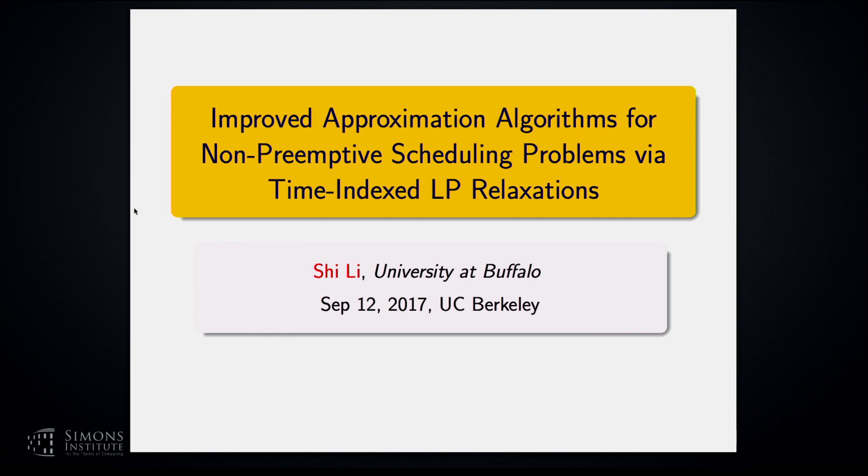Afternoon session. We'll have two talks. The first talk will be by Shi Li. He'll be talking about scheduling problems. Okay, thank you, David. Thank you all for coming here.